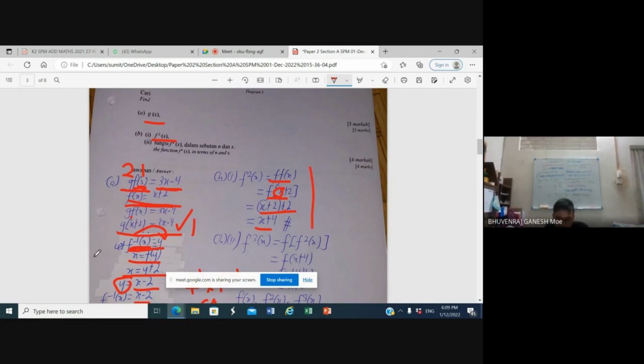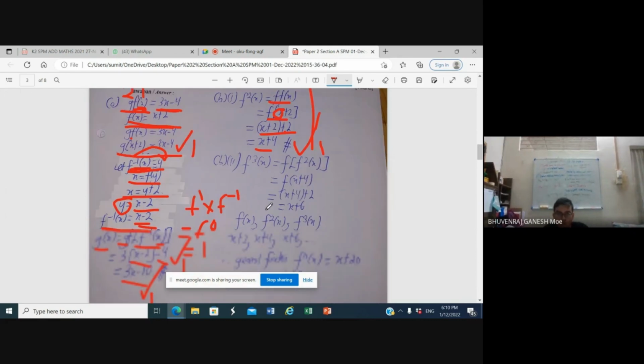Done. Okay, so I hope you change your perspective on functions lah. Because it's not that difficult actually to master. 1 mark only. 1 mark. Final answer 1 mark. 1 only lah.